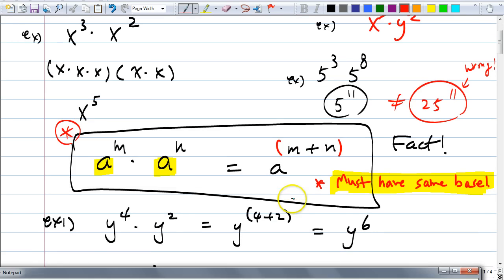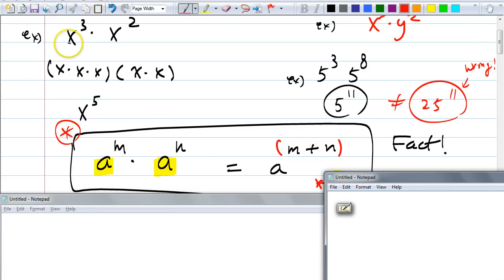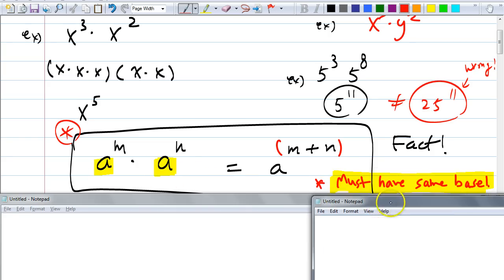So this is a fact. You add the exponents, just like how we did it here, right? When we had x to the third times x to the second, did we add 3 and 2 together? So this is a fact. If you have the same base, you add the exponents. Any question? But you have to remember that you have to have a what? When does this only work? When you have the same base. So please write that down. Must have same base.